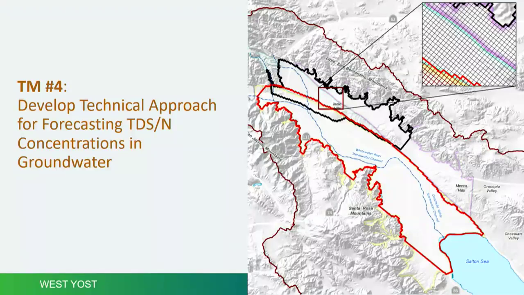You see the little zoomed in square on the upper right, and that's showing you the resolution of the model grid. So we will have predictions of TDS and nitrate concentrations by model cell, as well as by model layer. These are 4-layer models, so we will understand depth specifically. Well, at least we'll have projections of depth specifically of what TDS and nitrate concentrations in the groundwater basin are expected to be in the future.